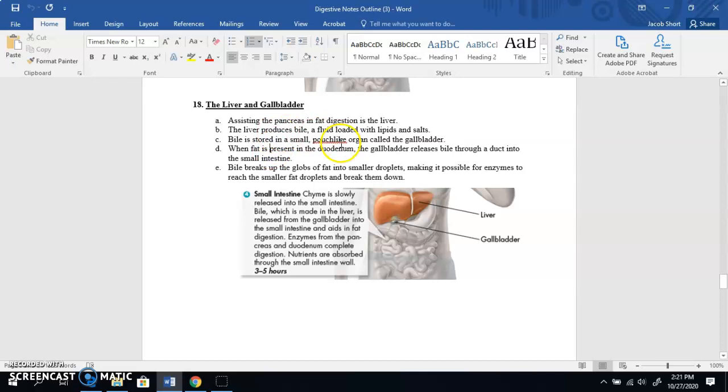Okay, so the bile salts are produced by the liver, but then they go to this little pouch-like structure called the gallbladder. The gallbladder stores them, and then it releases those bile salts directly into the small intestine.